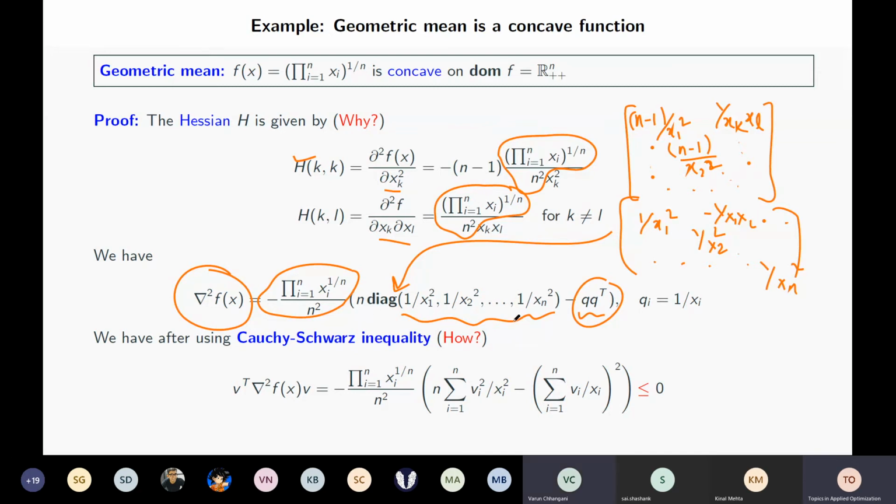Could you once again tell how we'll be using Cauchy-Schwarz here? I didn't get it. How will we be using it, what will we be doing of n?